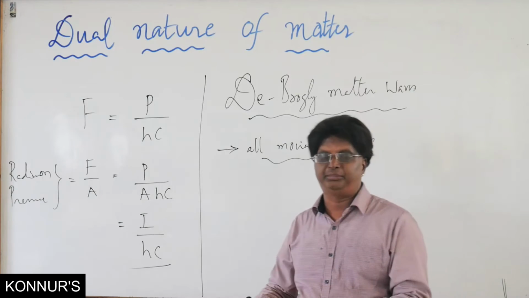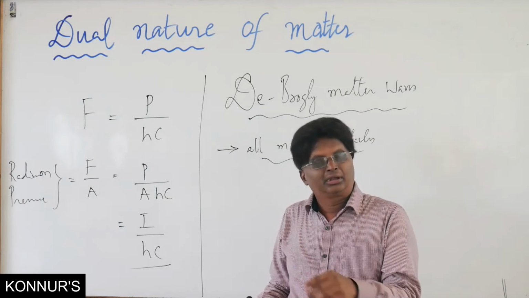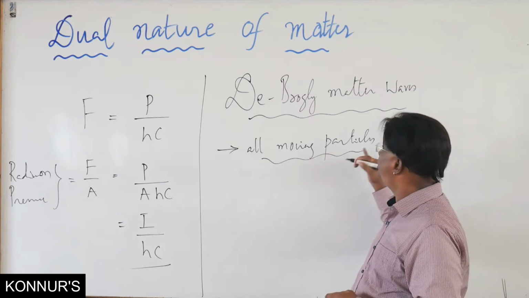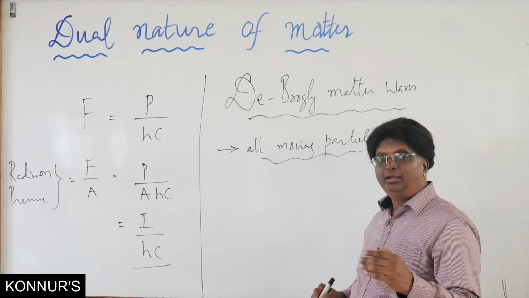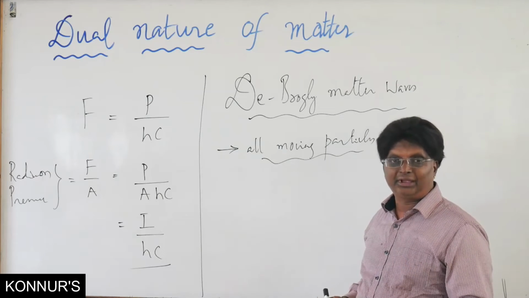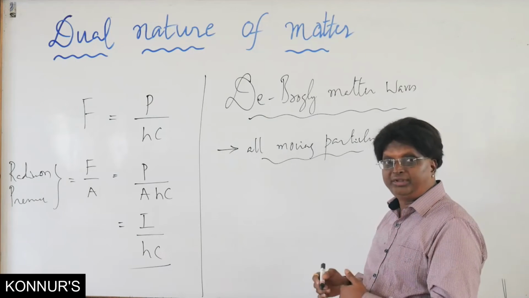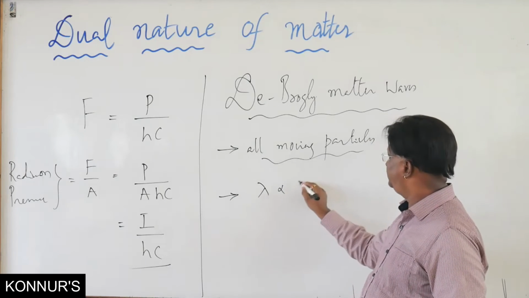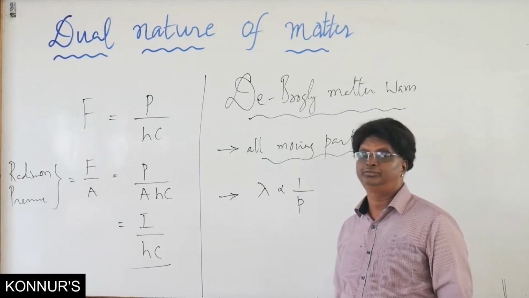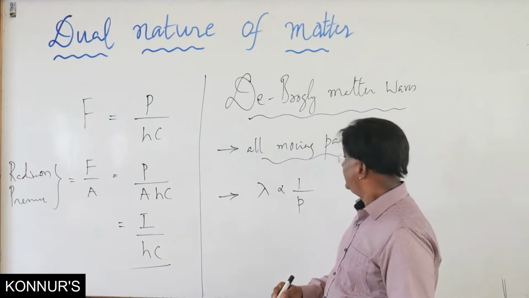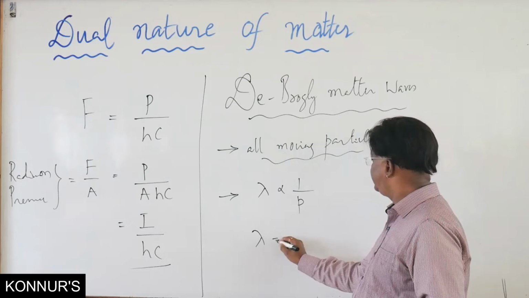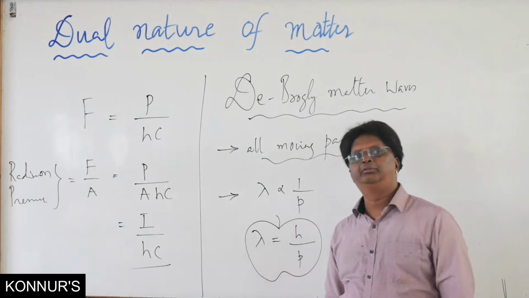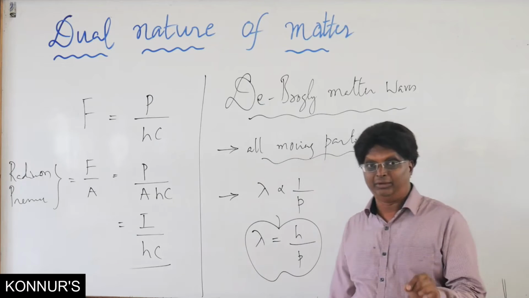Likewise, follow the statements and take the merit of that. Conceptual question or numerical, you will easily solve it. All moving particles will have a de Broglie wavelength. Whenever we say wave, a wave has a characteristic like wavelength. If I have to say what is the wavelength of that wave, the wavelength is inversely proportional to momentum, and here we write lambda is equal to h upon p. This is the wavelength of the de Broglie wave.